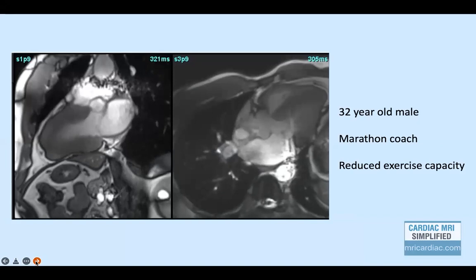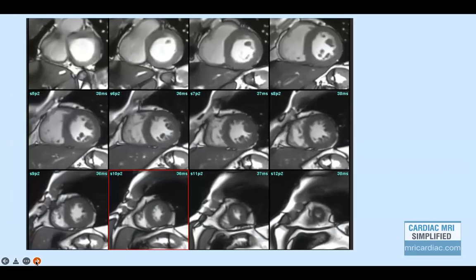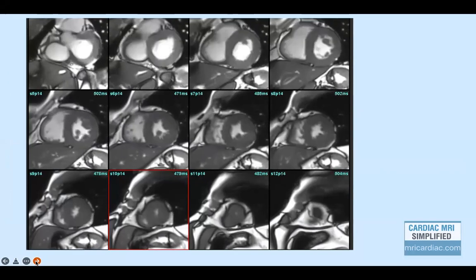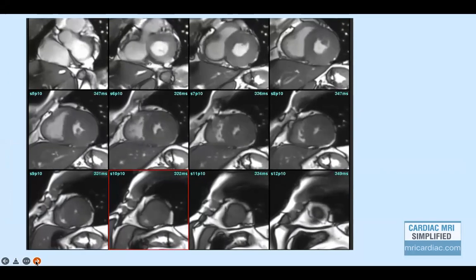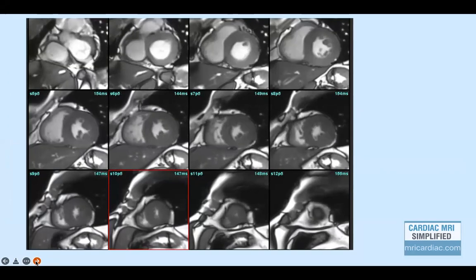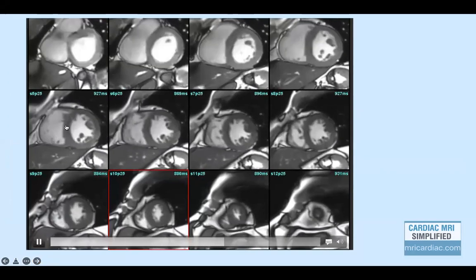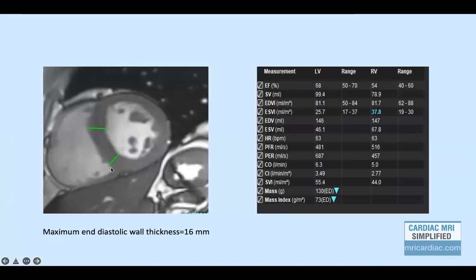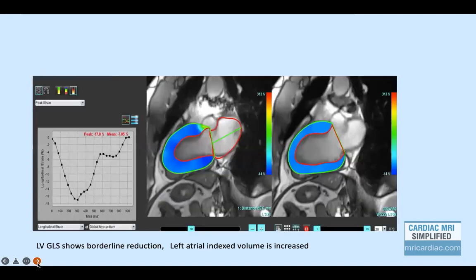A 32-year-old male marathon coach presented with reduced exercise capacity. He went for a routine cardiac checkup and 2D echocardiography, which revealed mild concentric left ventricular hypertrophy. Cardiac MRI was suggested for further workup, and it shows presence of mild concentric left ventricular hypertrophy. The maximum end diastolic wall thickness was 16 millimeter, so it was just borderline. LV function was within normal limits.